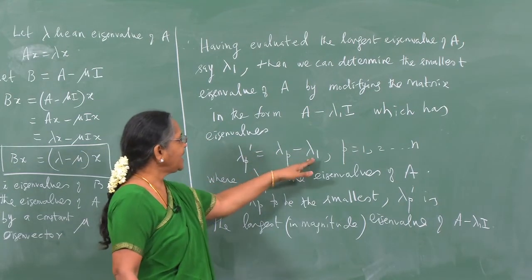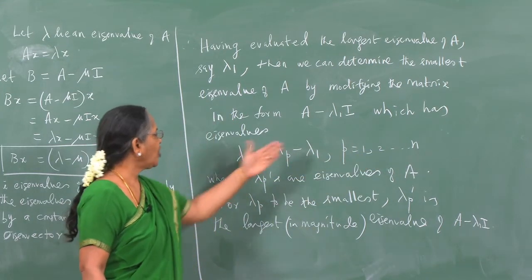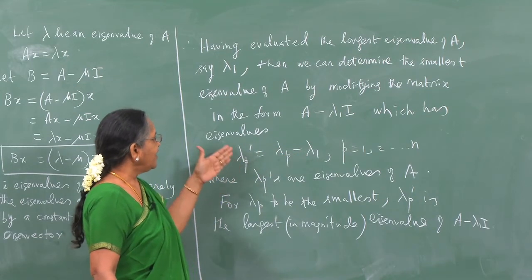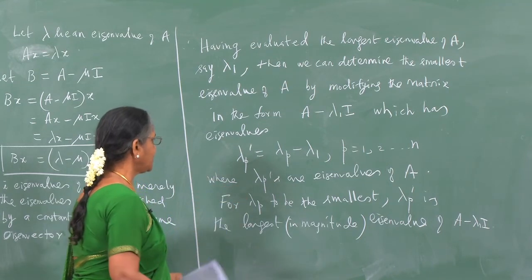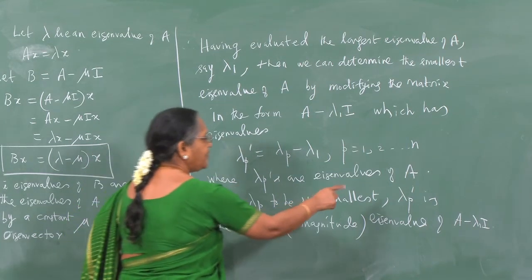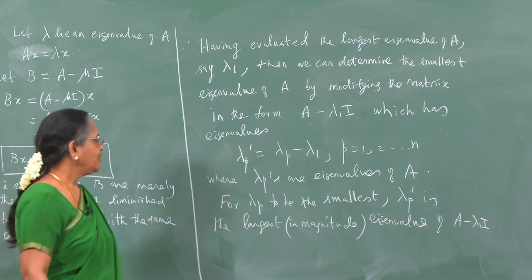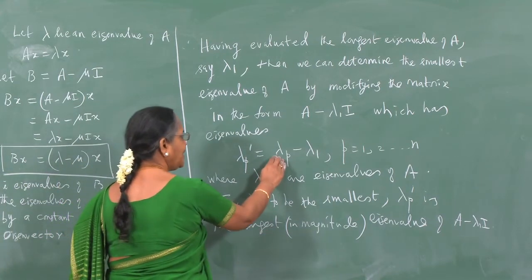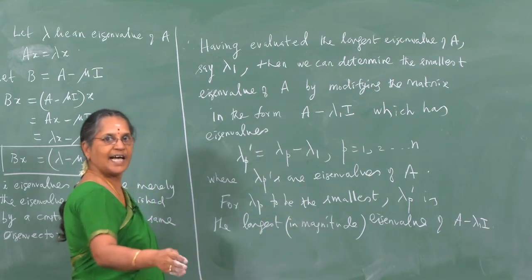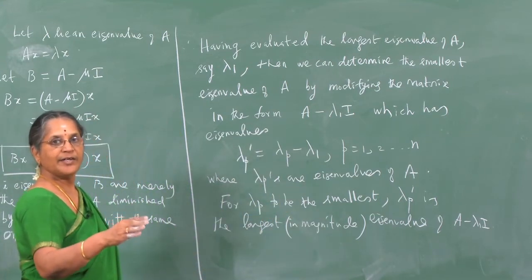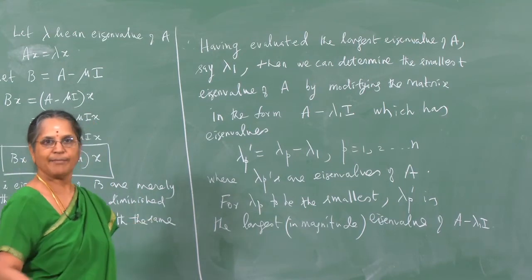So, lambda p minus lambda 1 for p taking values 1, 2, 3 up to n, if you call that lambda p dashed, then the lambda p dashed are the eigenvalues of A minus lambda 1 into I. So, in order that your lambda p, which is an eigenvalue of A, be the smallest, you must have lambda p dashed be the largest eigenvalue in magnitude of A minus lambda 1 I.